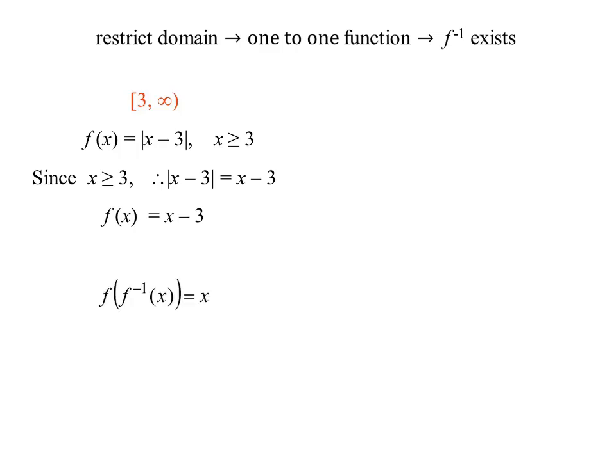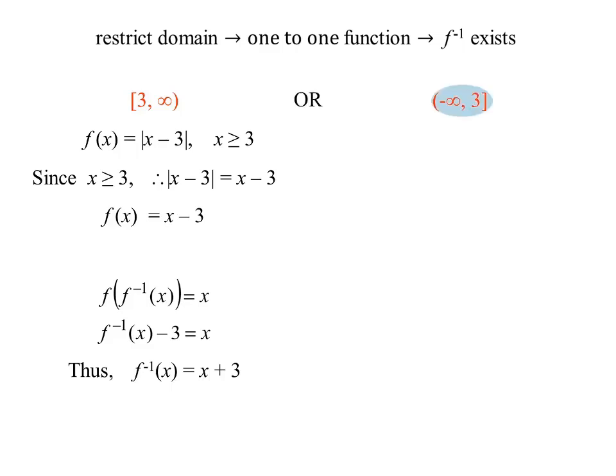Next we use the composite f of f inverse equals x. To find the inverse, substitute the f inverse into the function. We will get f inverse of x minus 3 equals x. Thus, f inverse of x equals x plus 3.